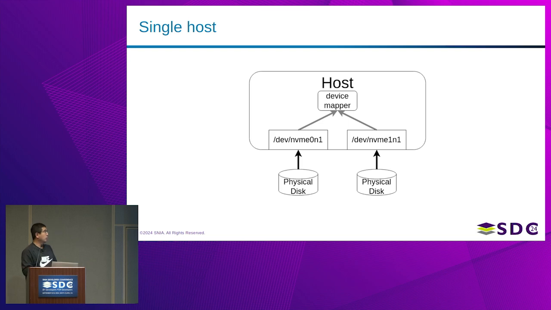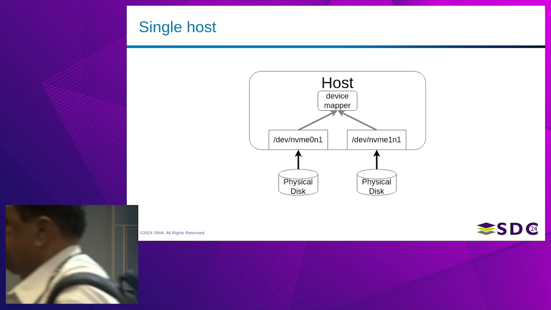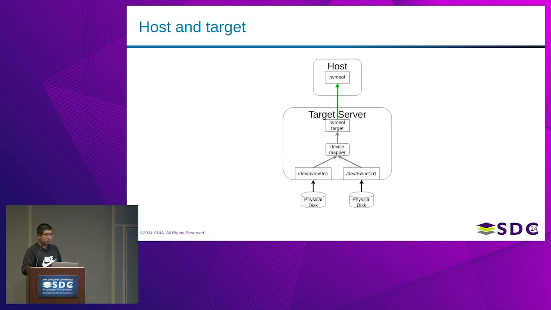For example, when you run a container, a container scheduler may move the container from one host to another host. Then if we just use the local disk, it's hard to move the disk data to the new host. So we could improve it a little bit.